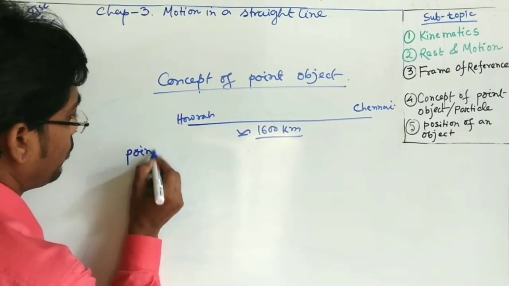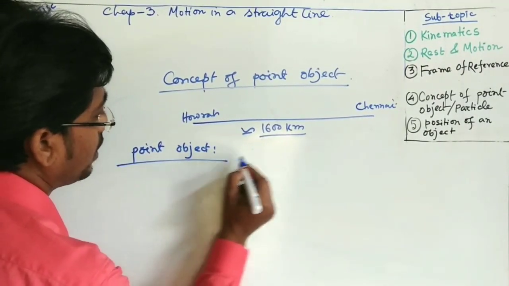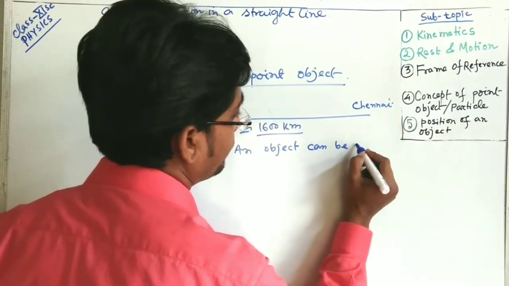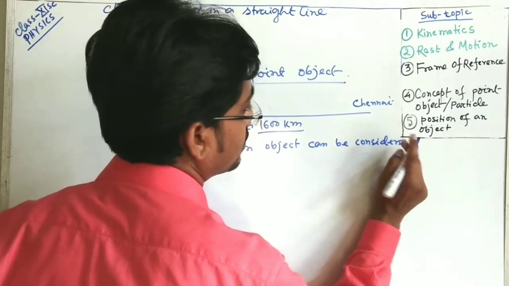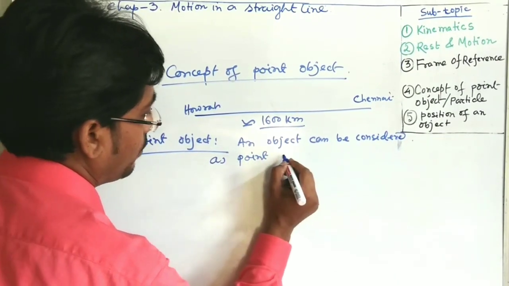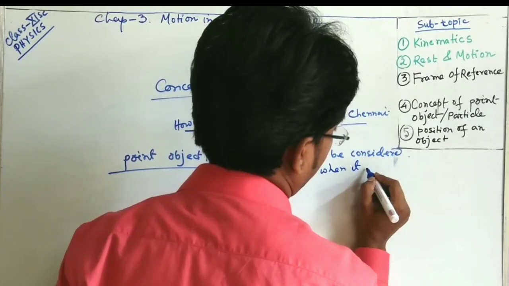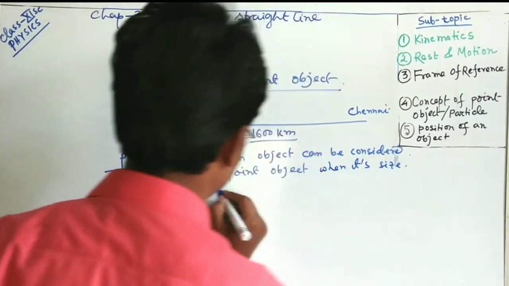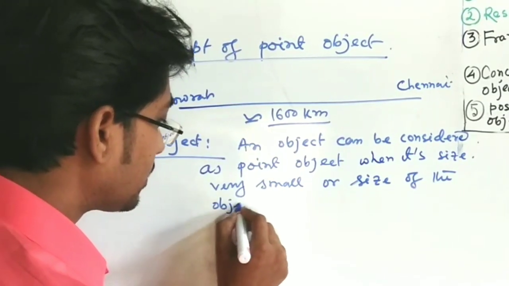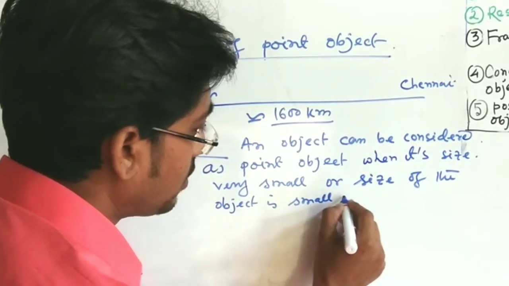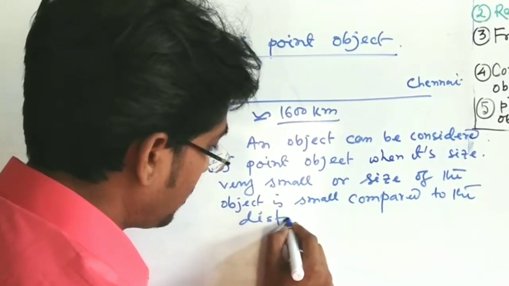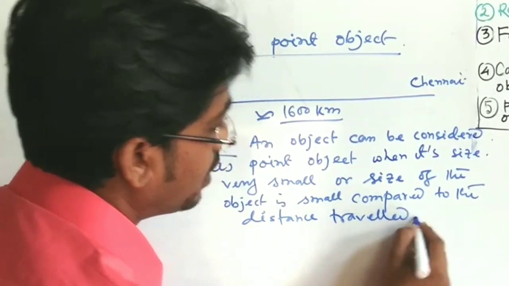A point object: an object can be considered as a point object when its size is very small, or the size of the object is small compared to the distance traveled.